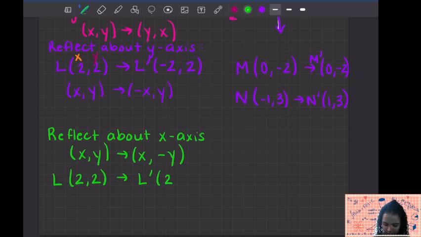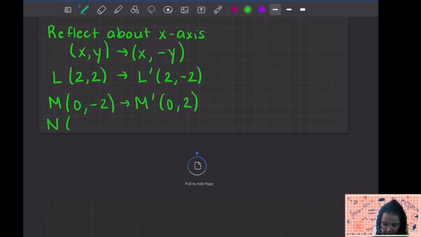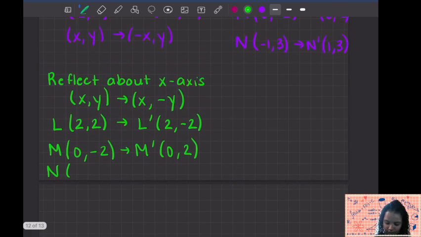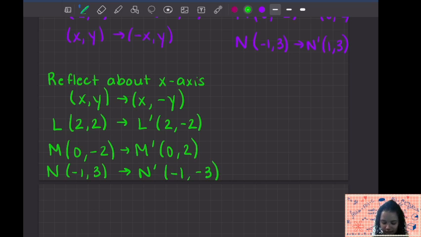M is at (0, -2). So now if I reflect it about the x-axis, it'll be at (0, 2). And N is at (-1, 3). Again, if I reflect it about the x-axis, leave x the same, change the sign of y. So those would be your new points when you reflect about the x-axis, okay?